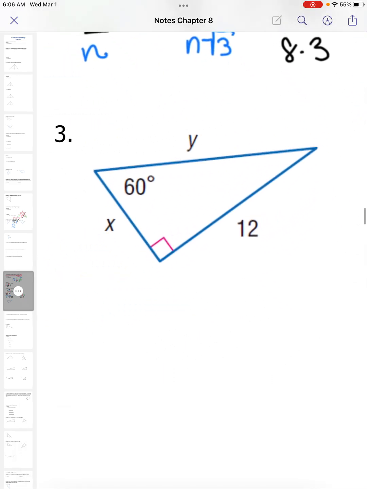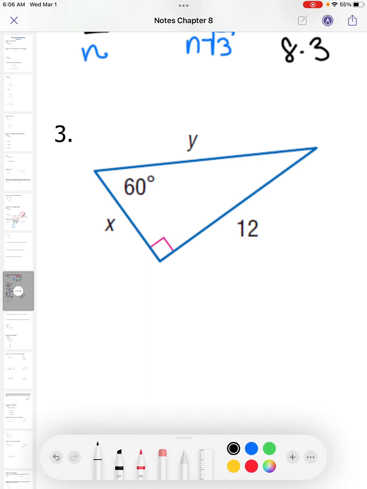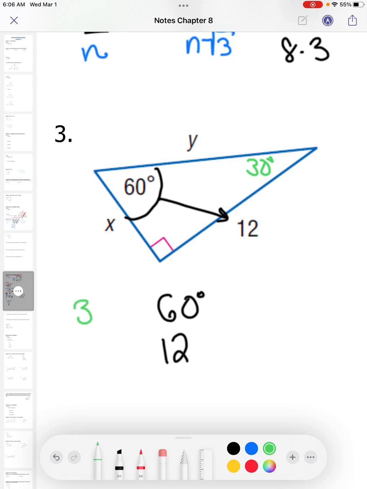All right, number 3. So I have 60 degrees is what I have, okay? So if I have 60 degrees, I don't have the 30 degrees. Let's find it. So the 60 degrees is 12. So this is the one that gets a little tricky. So if I want to go smaller, I don't times by root 3. I have to divide by root 3 to find the short leg.